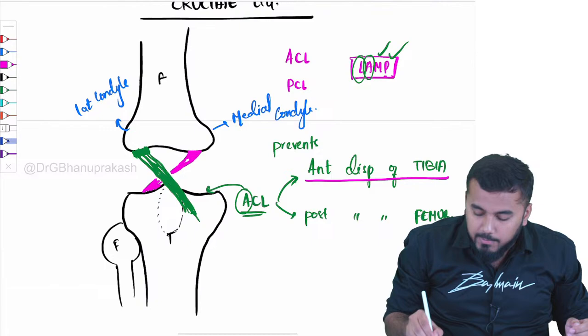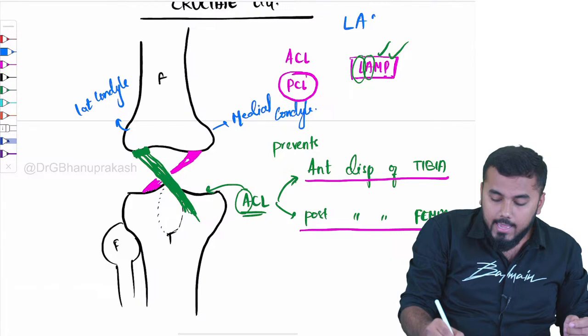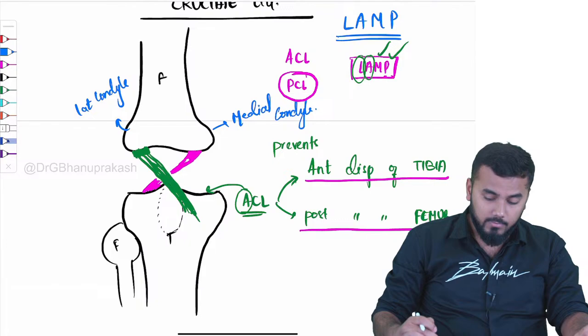So what will be the function? Opposite of ACL will be PCL. So what are the functions of ACL? Anterior displacement of tibia and posterior displacement of femur. The opposite of this will be PCL. If you remember this mnemonic, LAMP, very, very easily you can answer this question, guys. Let me show you that thing now.